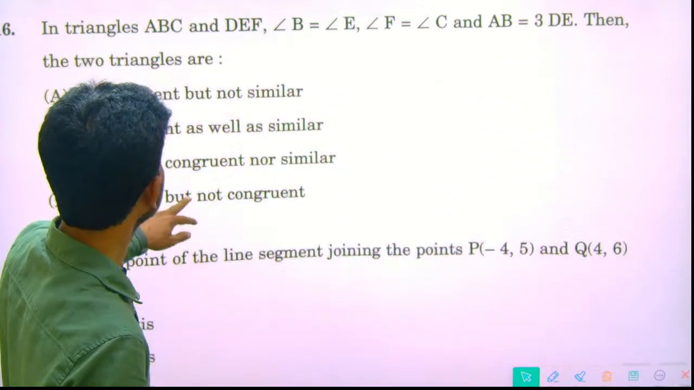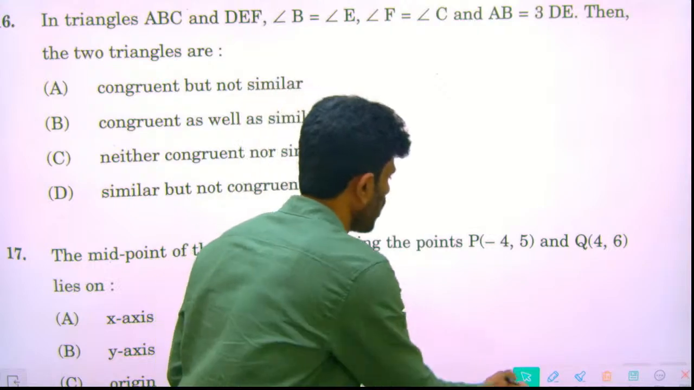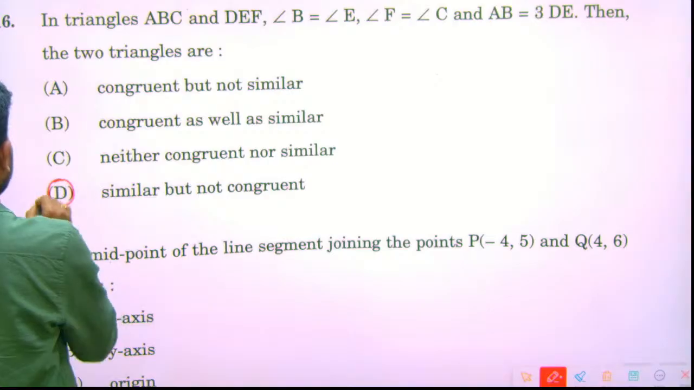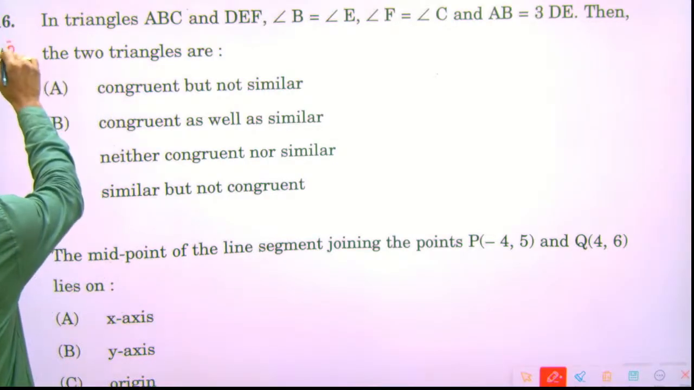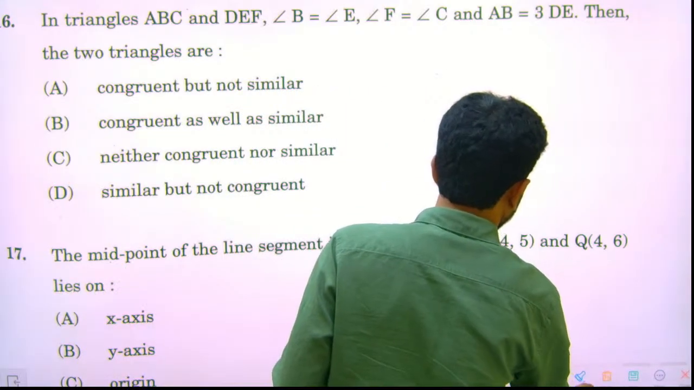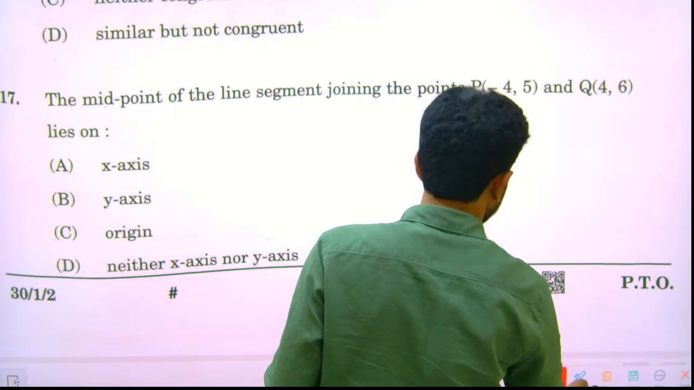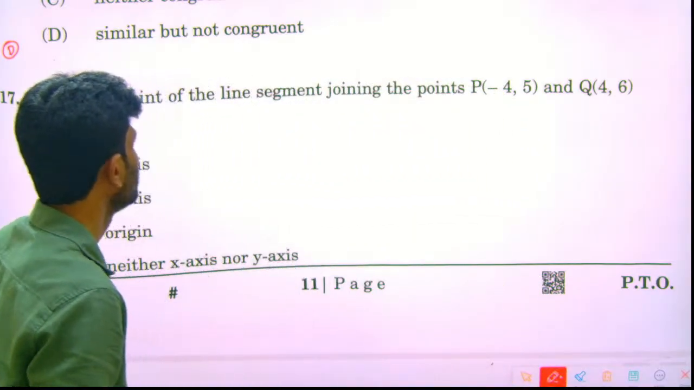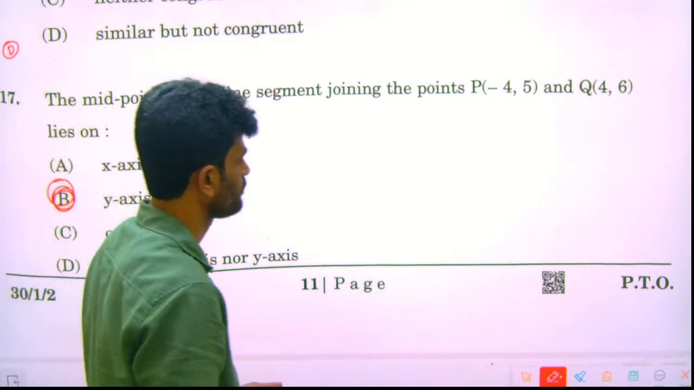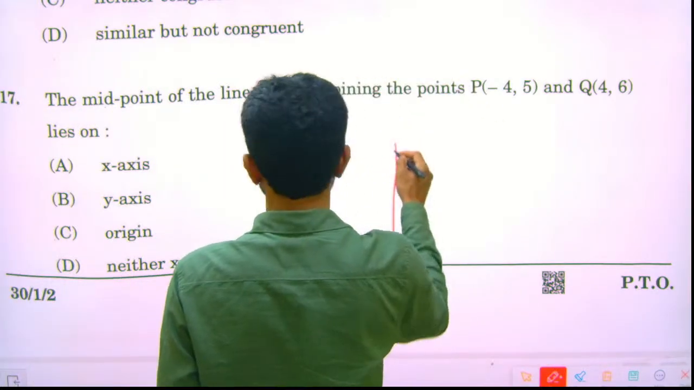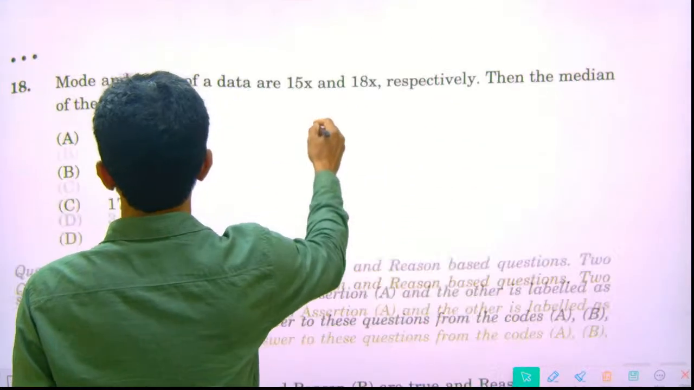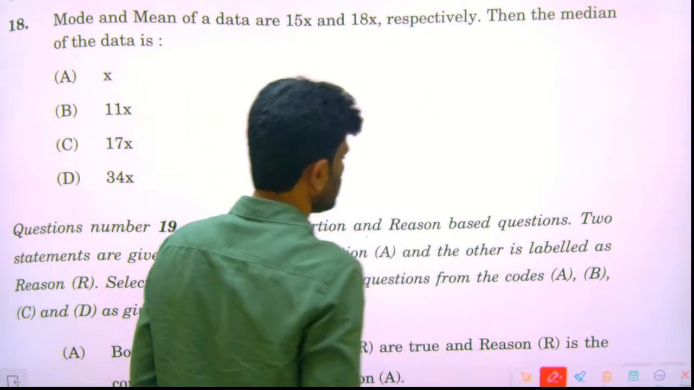Now question number 15. This was done before. They are similar but not congruent because the sides are not equal. Option D is correct. Question number 16. Question number 17 we did before, because the midpoint is 0, 5.5, and 0, 5.5 lies on the y-axis. Option B is correct. Question number 18.